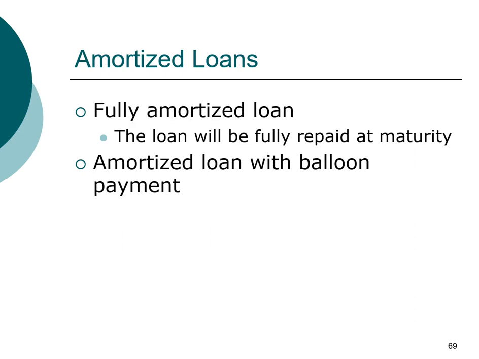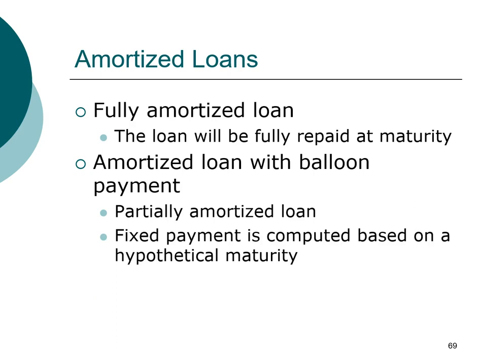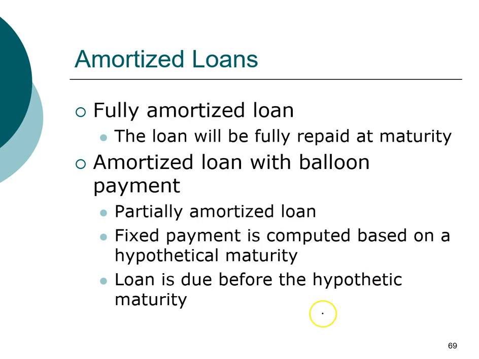One of them is an amortized loan with balloon payment. Balloon payment means that this is really just a partially amortized loan. The way these loans are structured, you compute the fixed payment based on a hypothetical maturity, which is typically much, much longer. So let's say you compute the payment based on a 30-year loan. But in reality, the loan is due before that. The loan may be due in 5 years, even though you compute the payment hypothetically assuming that you have 30 years to pay it off.